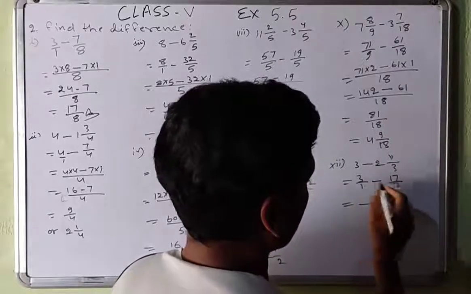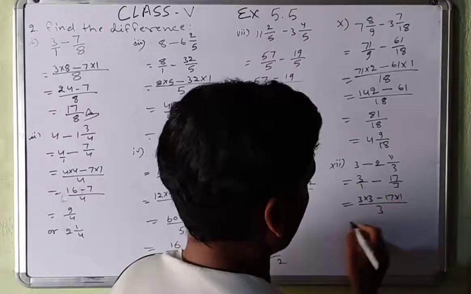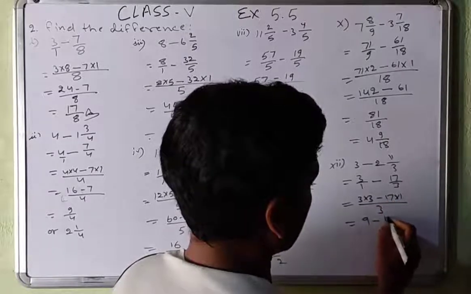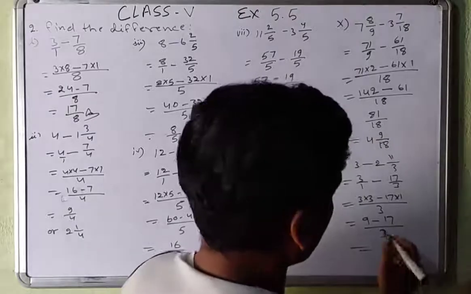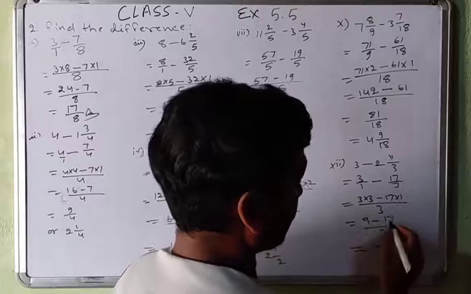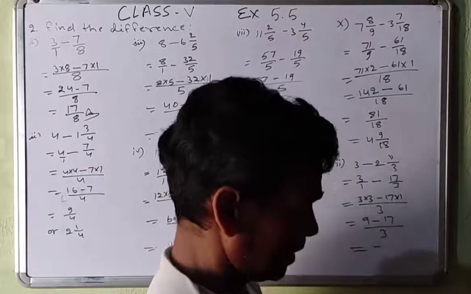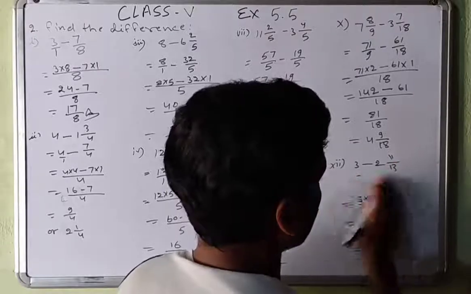LCM is 3. So 3 multiply 3 minus 17 multiply 1. So 9 minus 17 upon 3. So that will become, you know, minus is more than plus. So 17 less 9. Oh sorry, that means 8. That is 8.